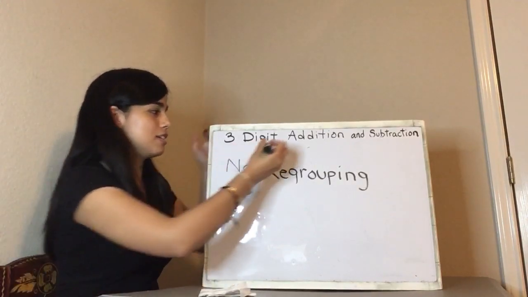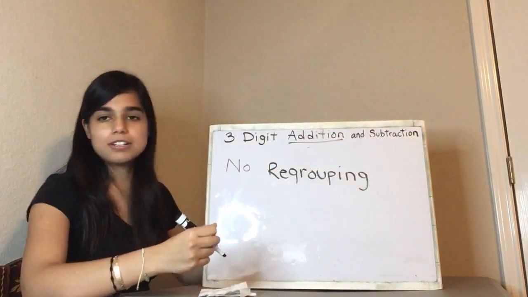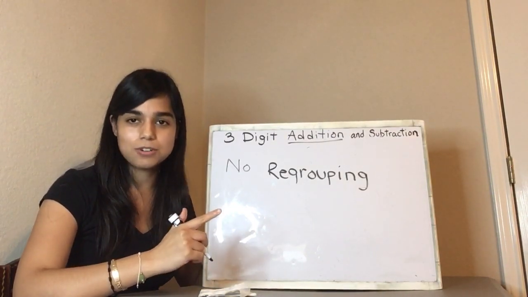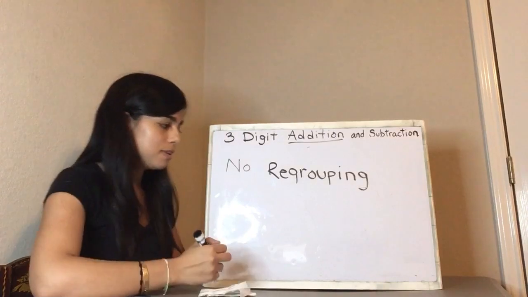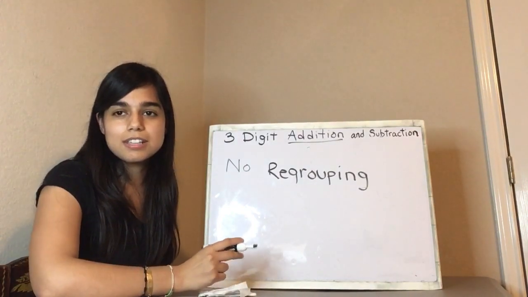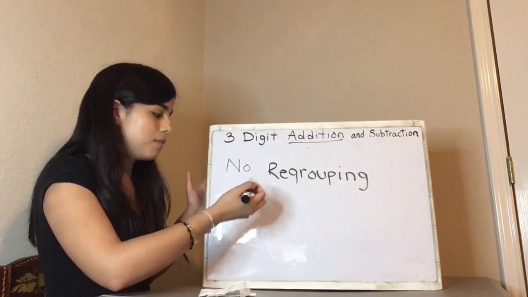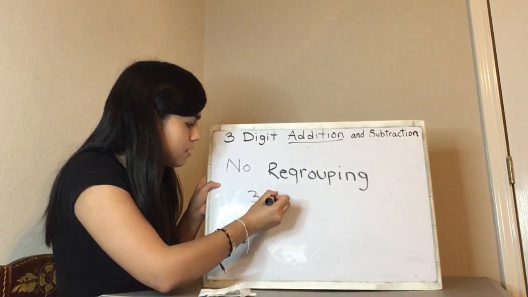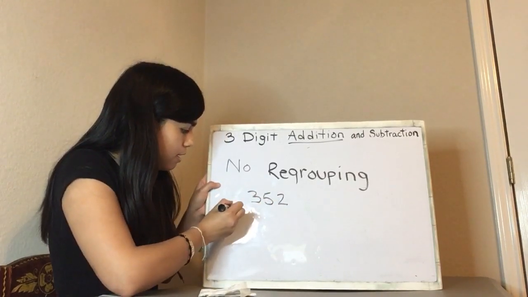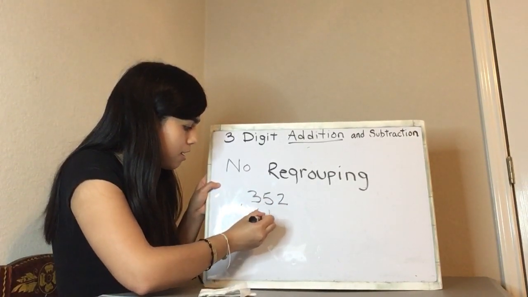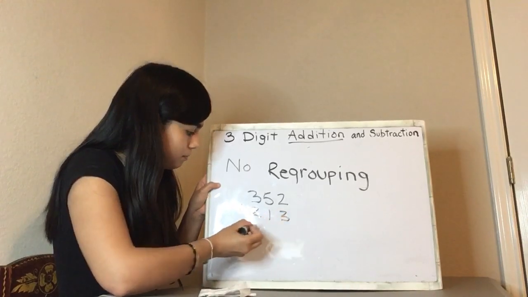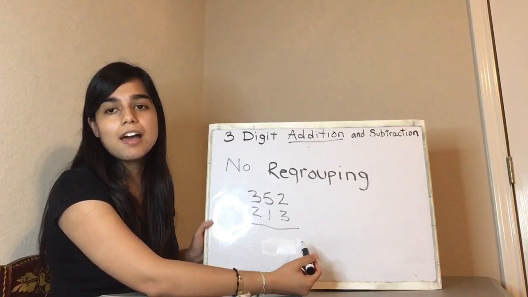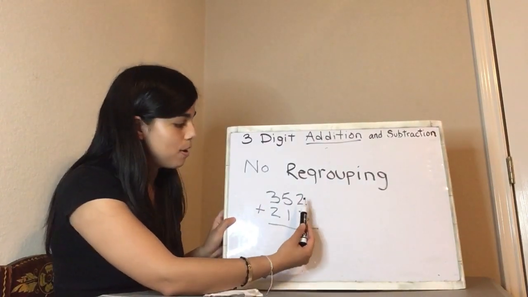Okay, let's start with addition. Remember, there is addition when there's no regrouping and addition when there is regrouping. When there is no regrouping, that means that your answer was either 9 or less. Okay, for example, let's do 352 plus 213. All right, remember, we always have to start in the ones place.